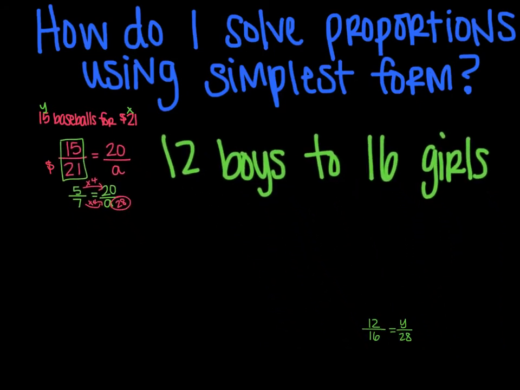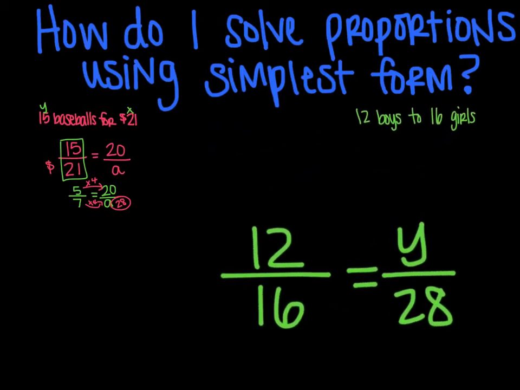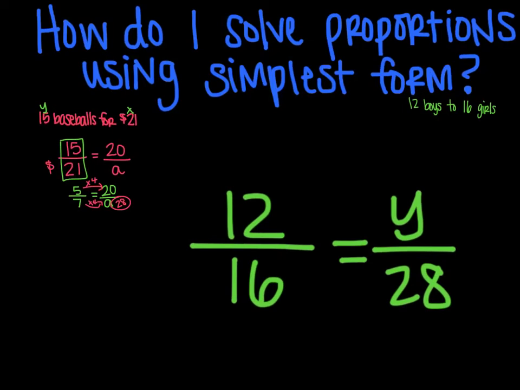12 boys to 16 girls would be another example. You write it as a fraction, y over x. So 12 over 16. And then let's say we wanted to know, and again, labeling is helpful. So this is boys and this is girls. So my labels stay the same. So I'm trying to find how many boys there are when there's 28 girls.